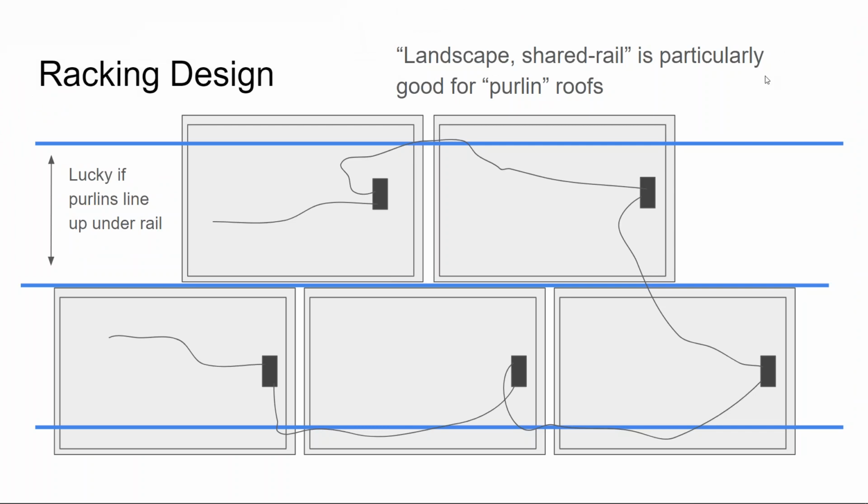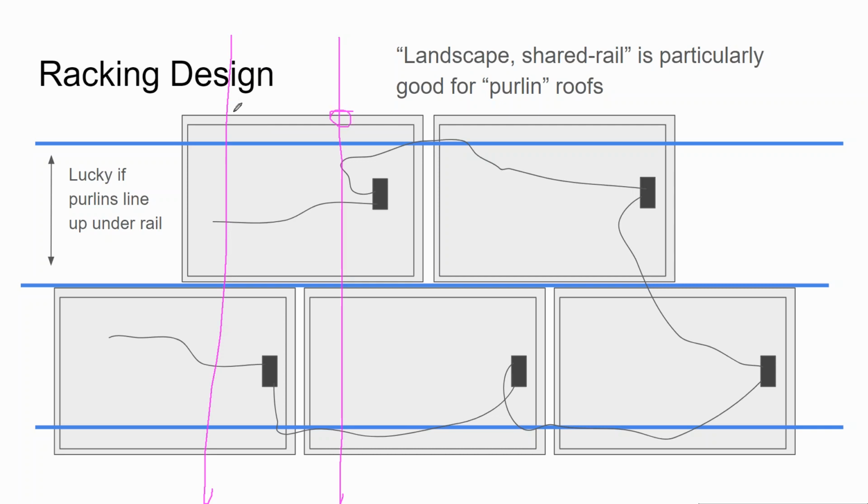There's another kind of racking configuration that I see high-end installers using, which is a shared rail. The main advantage of the shared rail, which runs along the edge of the module, rather than being in a portrait orientation where the rail runs and you clip in here. Now the modules are in a landscape orientation, and you put your clips like this. And some people prefer the landscape look to the portrait look.